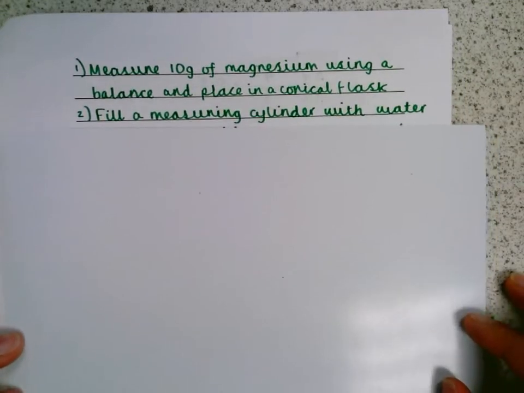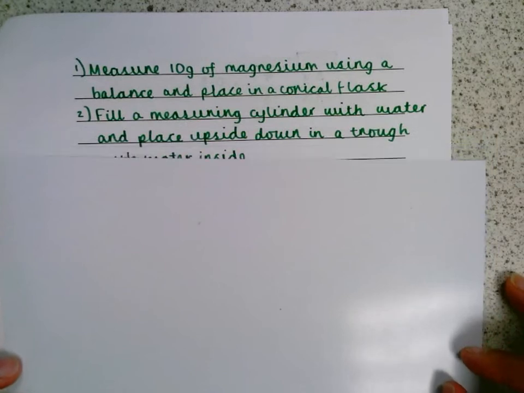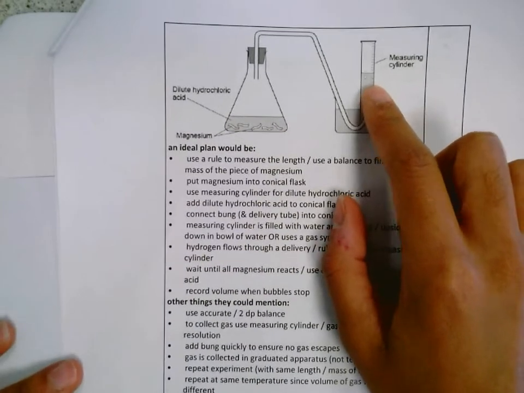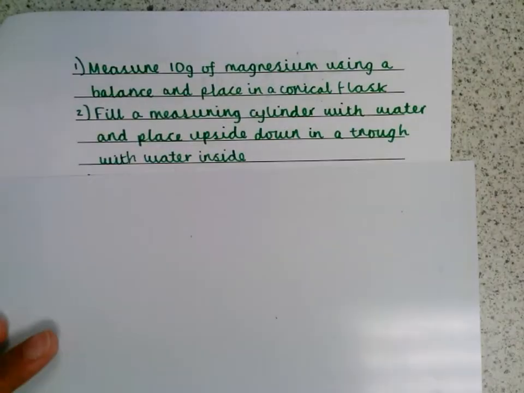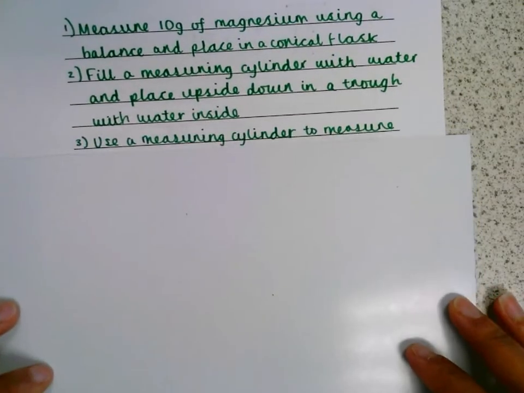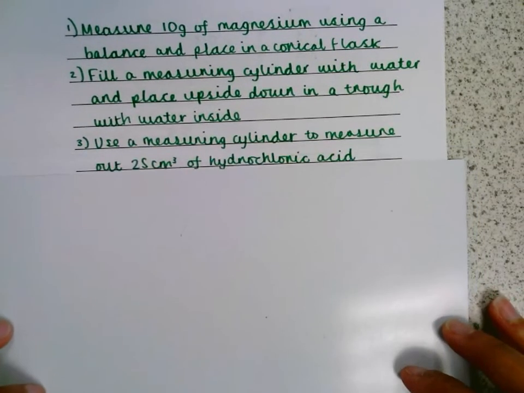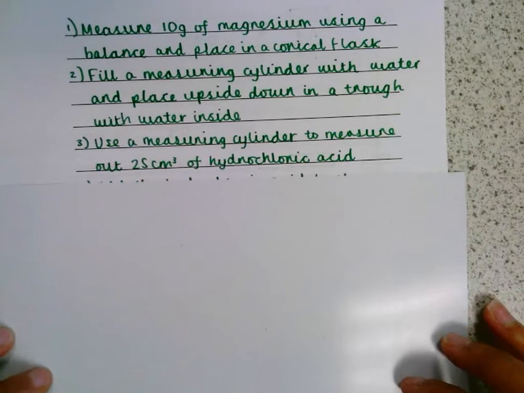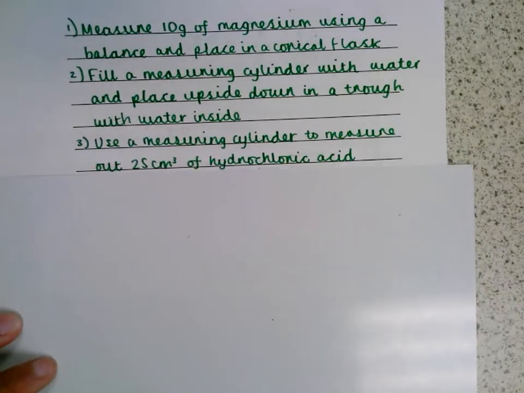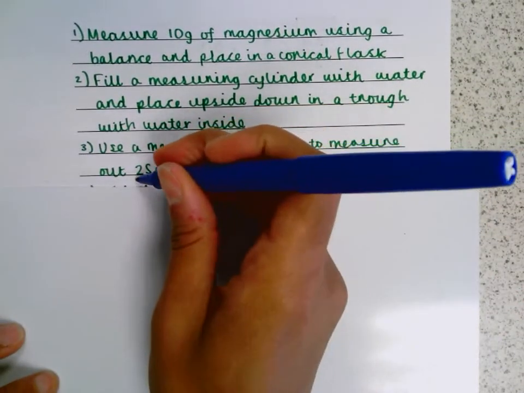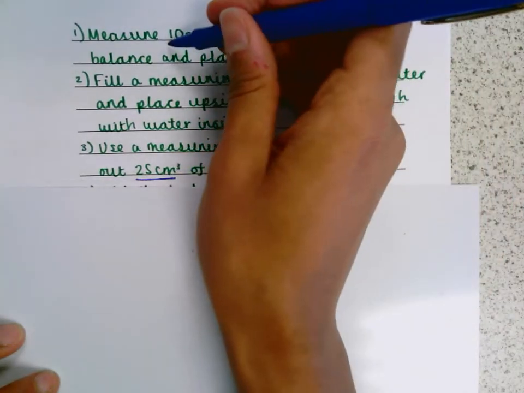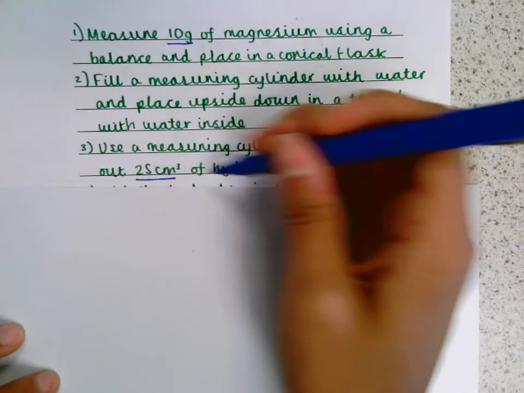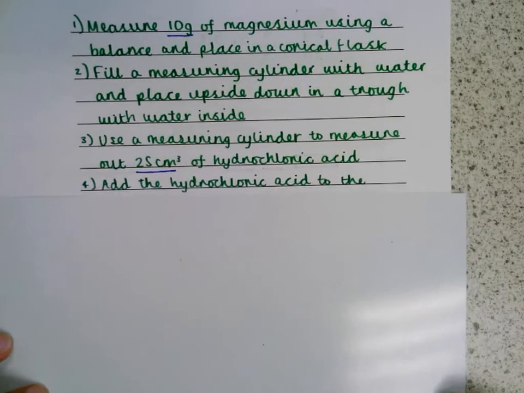Fill a measuring cylinder with water and place upside down in a trough with water inside. So this is the measuring cylinder we would fill with water. This is the trough that we would also fill with water. Use a measuring cylinder to measure out 25 centimetres cubed of hydrochloric acid. So again, we're just showing that we are controlling the amount of hydrochloric acid.